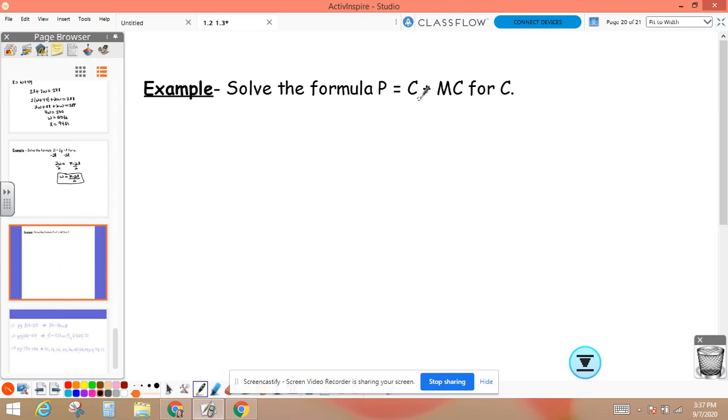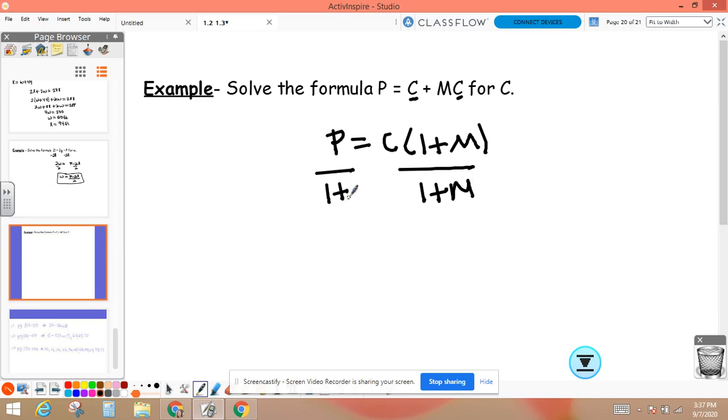All right, so here's another one. We want C by itself. In this case, I'm going to have to factor out the C because there's 2 of them. If I factor that out, I have 1 plus M. Now to get C by itself, I just divide by that parenthesis 1 plus M. So C is equal to P over 1 plus M.